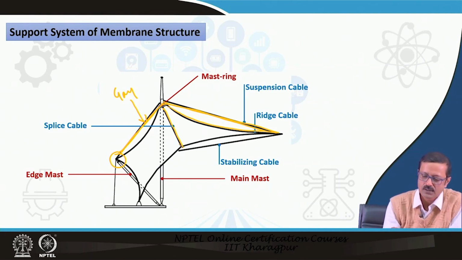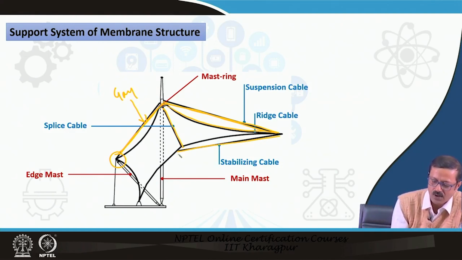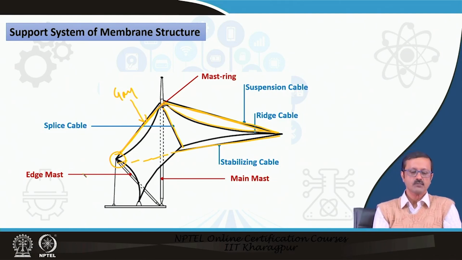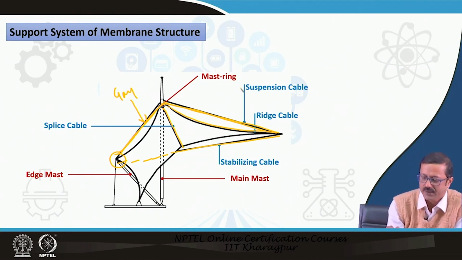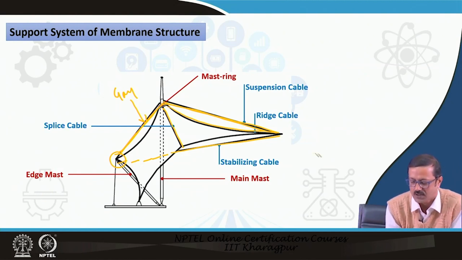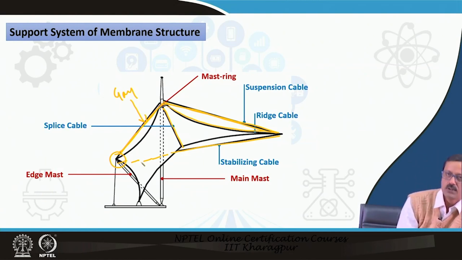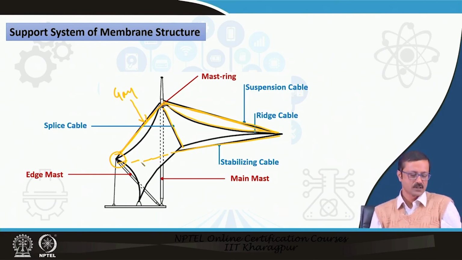A stabilizing cable is also required, although sometimes it is not. It has to go to some of the edge masts or the main mast. Those are the stabilizing cables, because a suspension cable alone may not take that particular load because of too much cantilevering. So, you require another stabilizing cable from behind to give additional support.